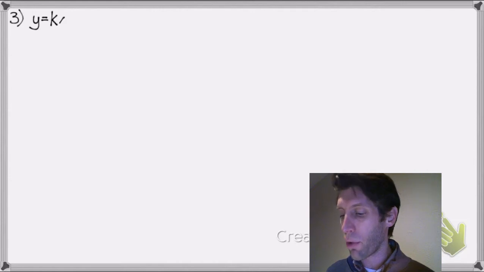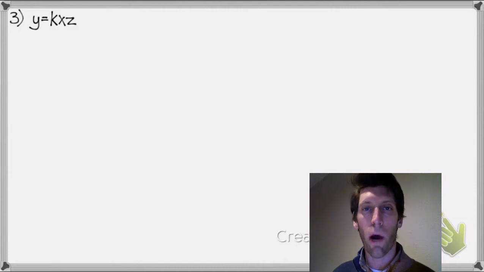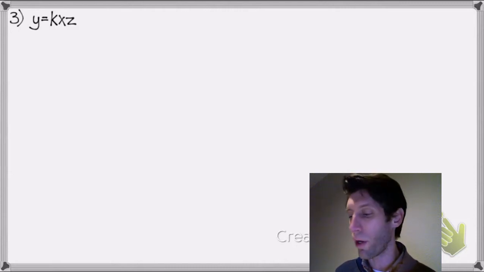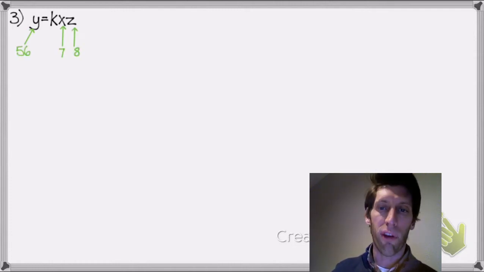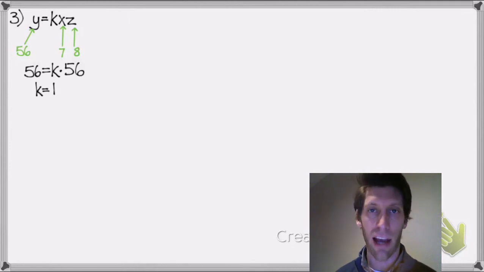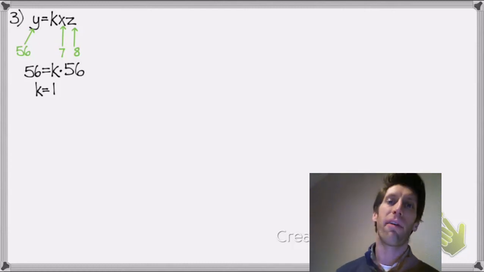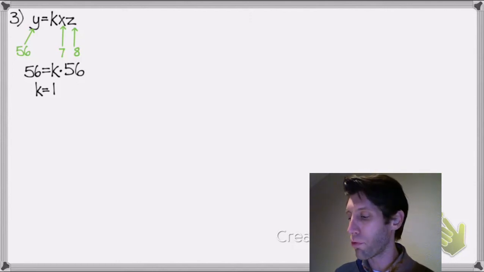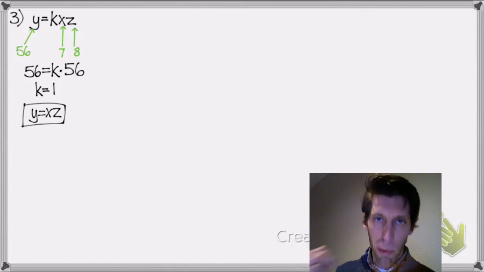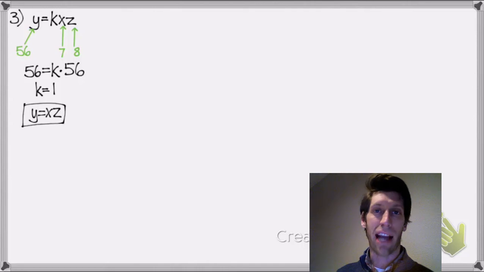The first thing we're going to do is the same as what we did in the other 2 examples, which is to write down the generic equation of variation. In this case, y equals k times x times z because we have joint variation. Next, we plug in 56 for y, 7 for x, and 8 for z. And we find that 56 equals k times 56, because 56 is 8 times 7. Divide both sides by 56 to solve for k, and we get k equals 1. So we take that k equals 1 and plug it back into the generic equation of variation, and we get y equals x times z.